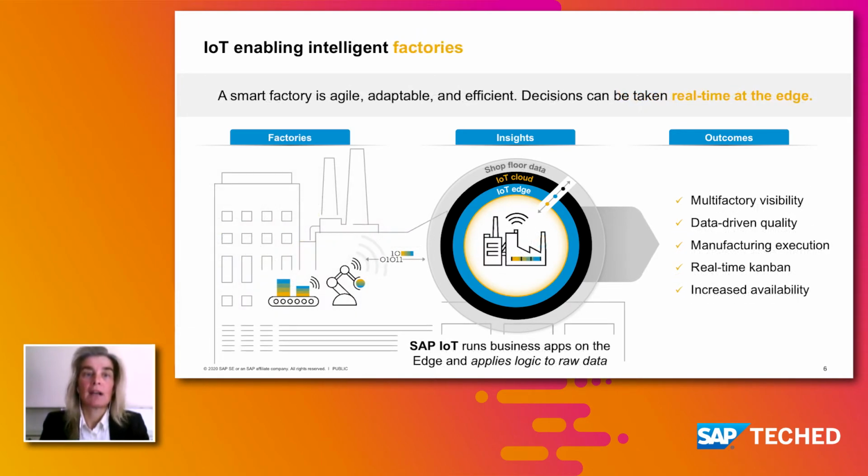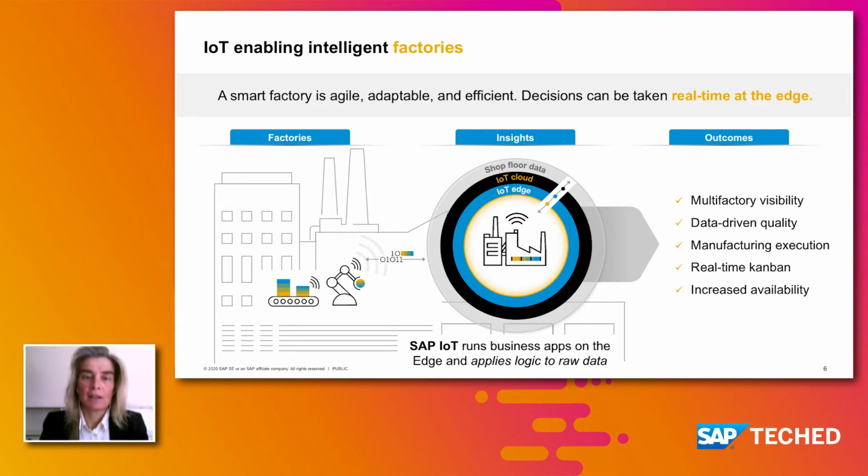Let's look at the area of intelligent factories. A smart factory ought to be adaptable. It ought to be agile. And decisions need to be taken right there in real time on the shop floor. That means at the edge where the data occurs.